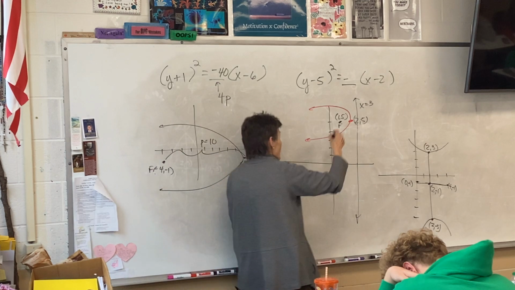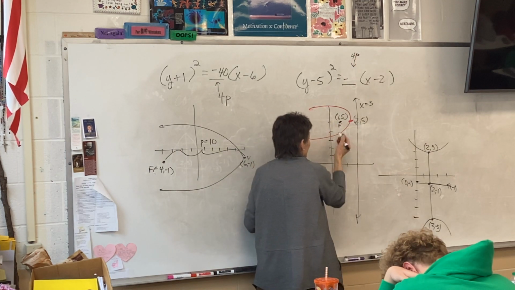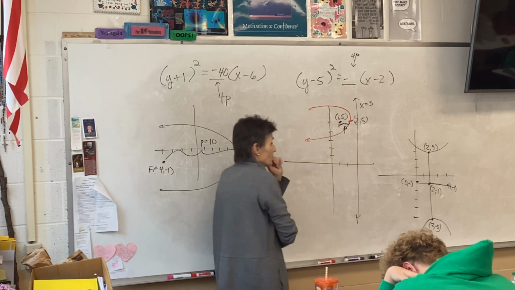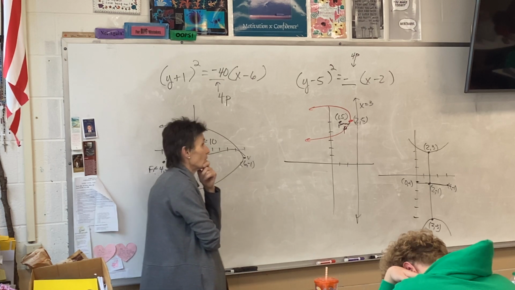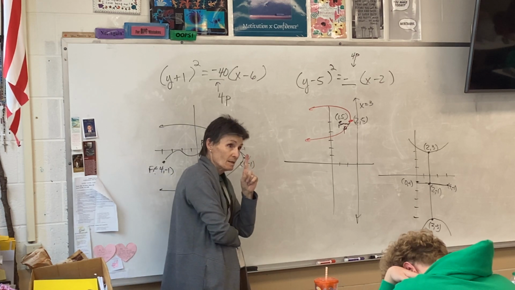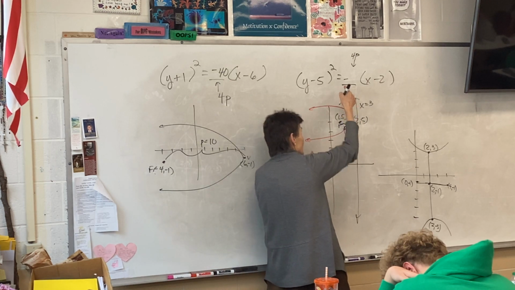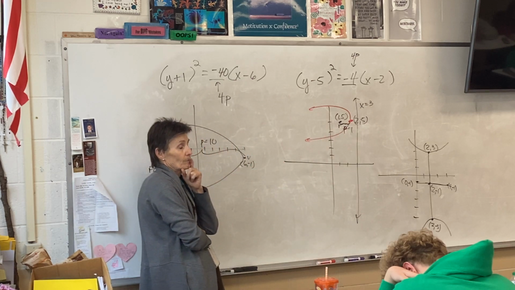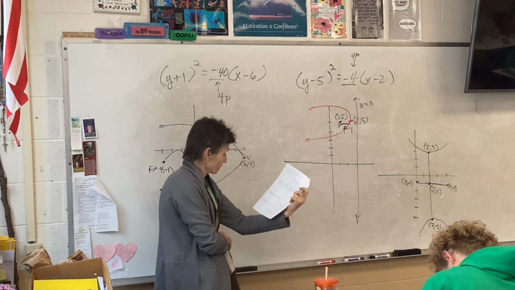Now, this number in the equation is always 4p. This right here is p. So what is p this time? Well, p is 1. 4p is 4. Okay.